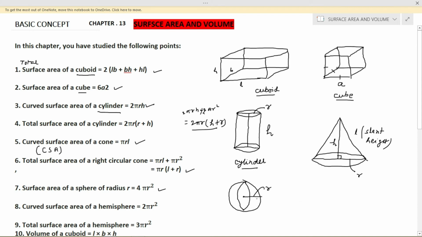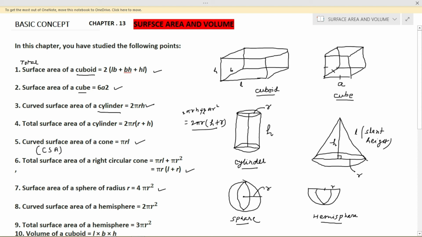And if we divide it along its two equal halves, you will get it like this. If I remove the upper half of the sphere, then you will get this lower half only. So here you will find this is the lower half of the sphere, and from here to here this is the radius. This is your hemisphere. So half of the sphere is called a hemisphere, and this is your sphere.